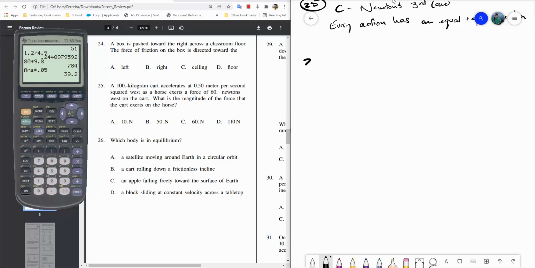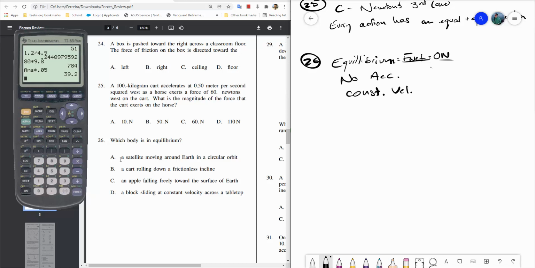Equilibrium, in case you are unfamiliar with the term, means that the F net is 0. Everything is balanced. There are no unbalanced forces. Man, I spelled equilibrium wrong. Everything looks good. So if F net is 0, that means there's no acceleration. There's a constant velocity.